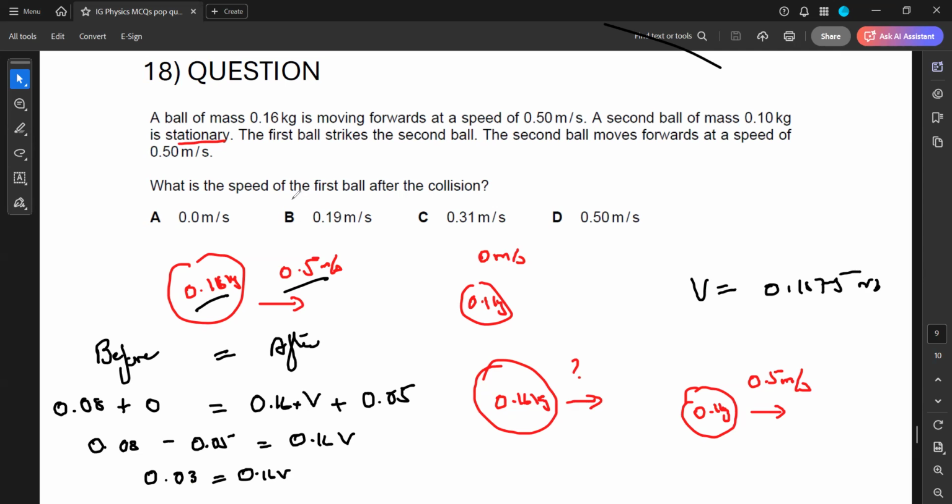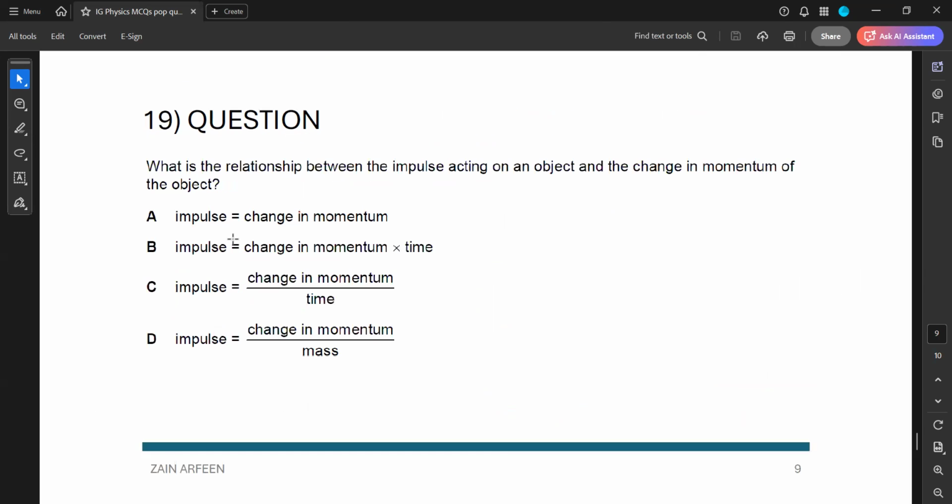Which matches with option B, which is closer to 0.19. So 0.1875 is approximately equal to 0.19. So B will be the right answer. And what about the impulse? Impulse is called a change in momentum. So A is the correct answer for this.